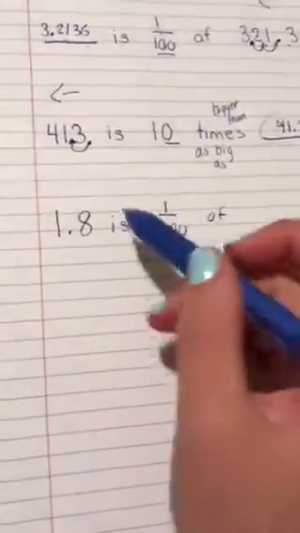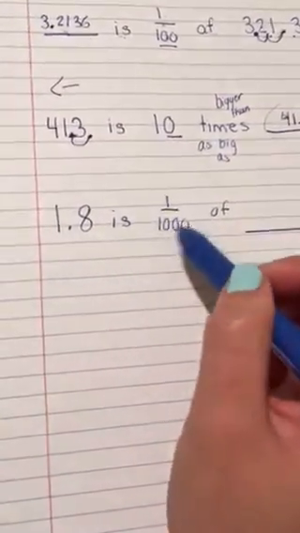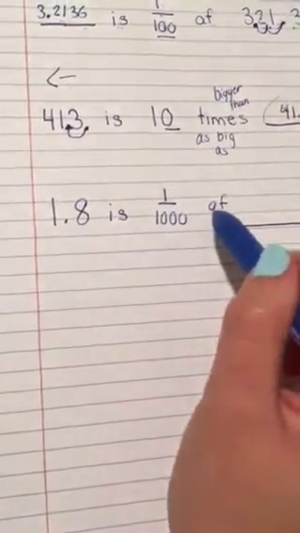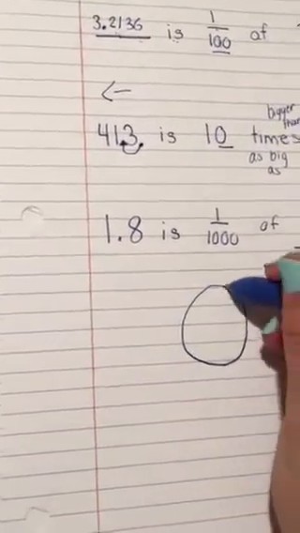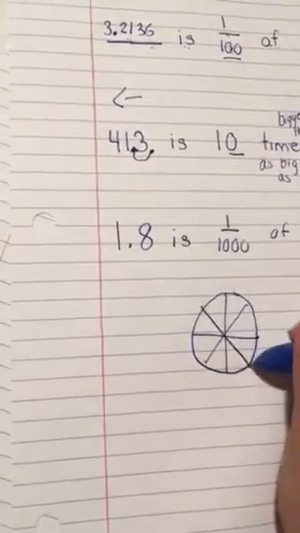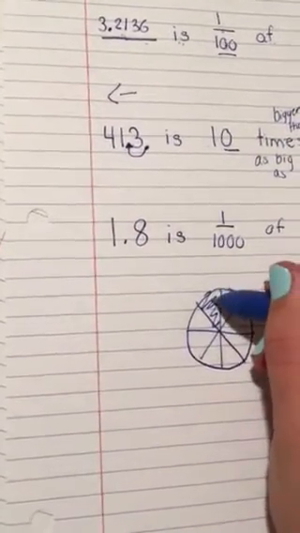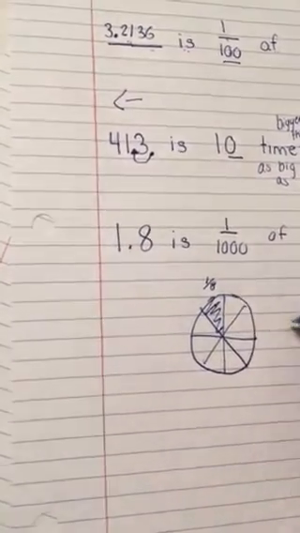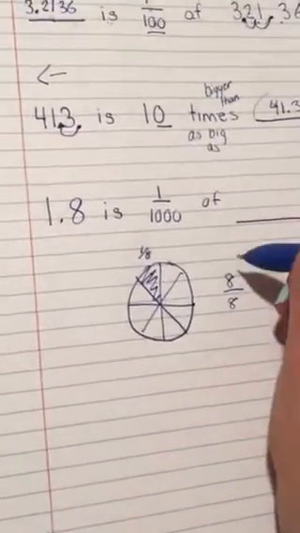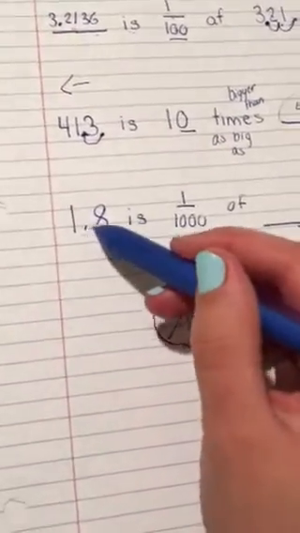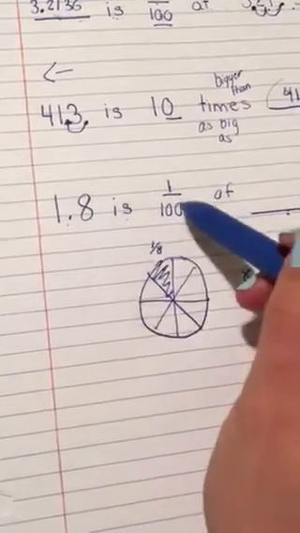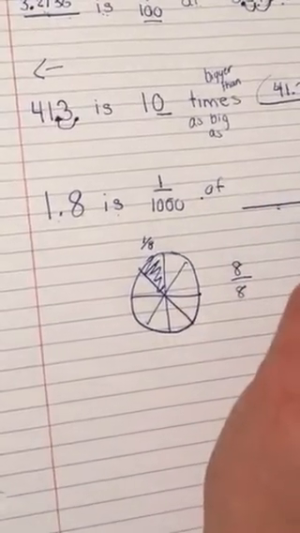Okay, last one. So 1 and 8/10 is 1/1000th of a number. 1 and 8/10 is a fraction of a bigger number. You can look at it like a pizza. Our pizza is split into 8 slices. This little piece, 1/8, is a fraction of 8/8, the whole pizza. So this number is going to be bigger. 1 and 8/10 is 1/1000th of, or a piece of, a bigger number.